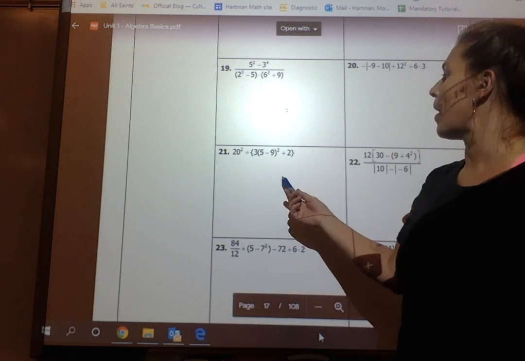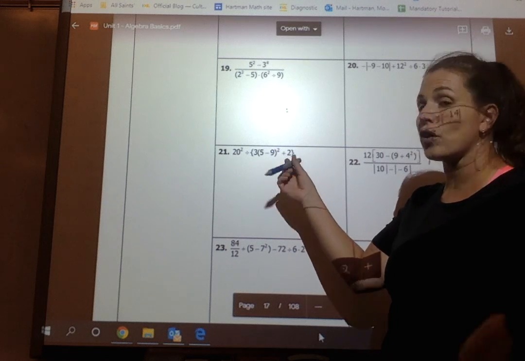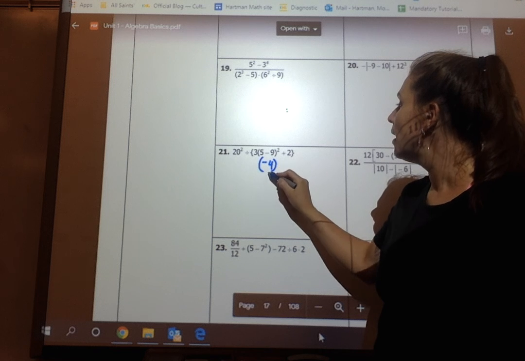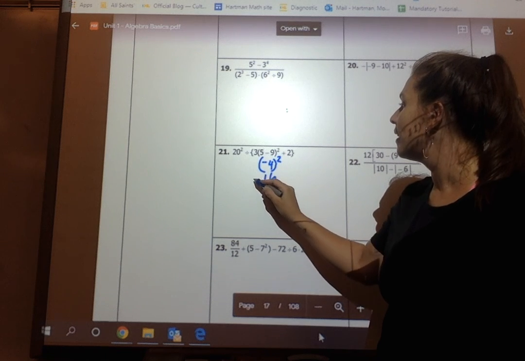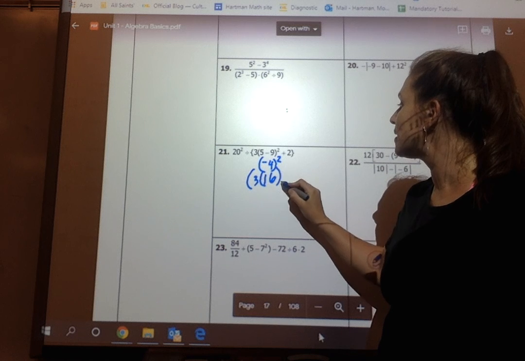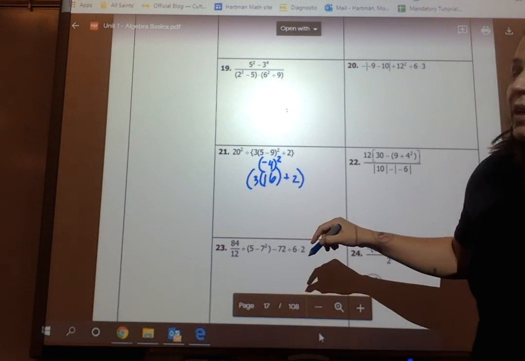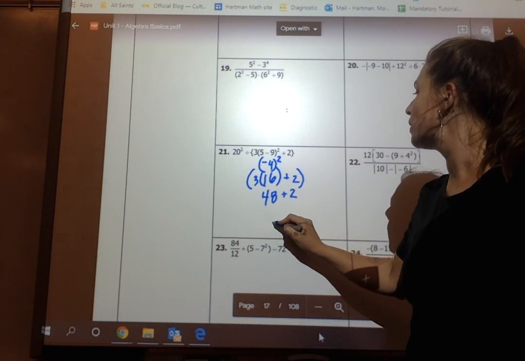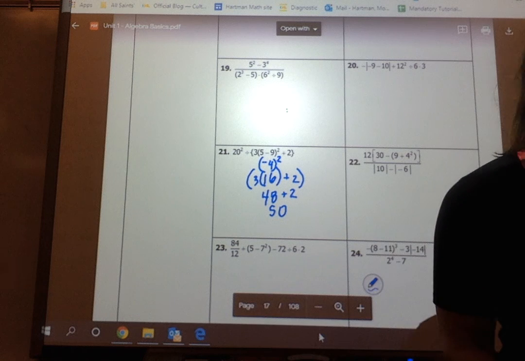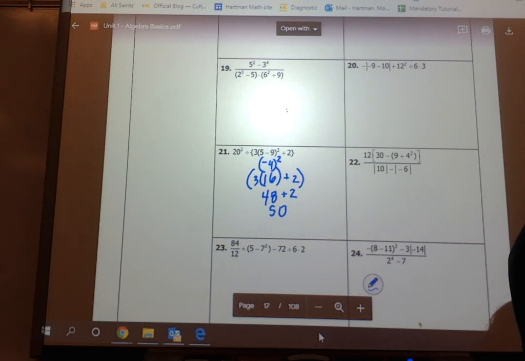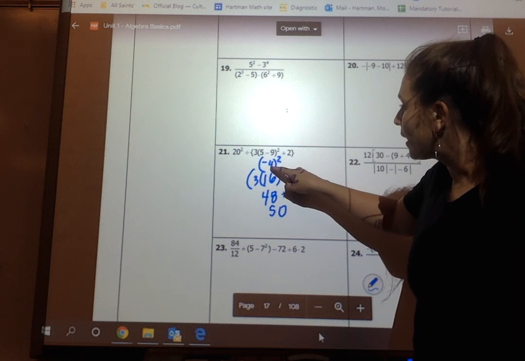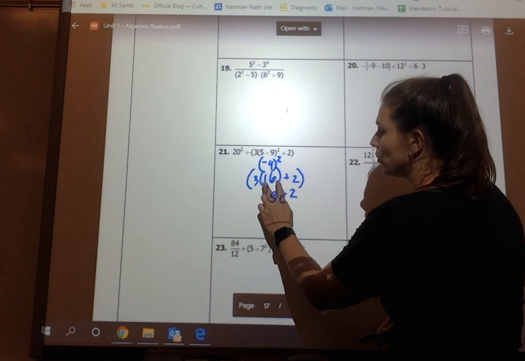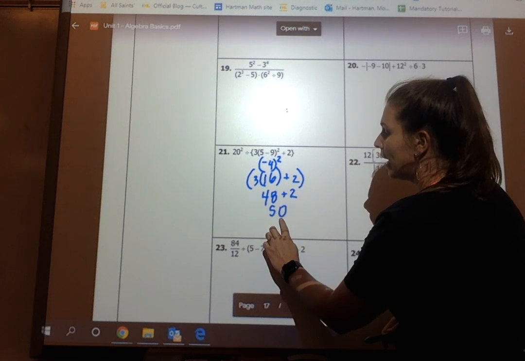So here I have a couple of brackets, but I'm going to start inside here. So I start inside, work my way out. 5 minus 9 is negative 4. Negative 4 squared is 16. I still have this 3 times 16 plus 2, and 3 times 16 is 48, and 48 plus 2 is 50. So look at that process that I did there, and can you see how I'm getting that? Negative 4 squared, 3 times 16 plus 2, multiply first for 48, and then I get 50.